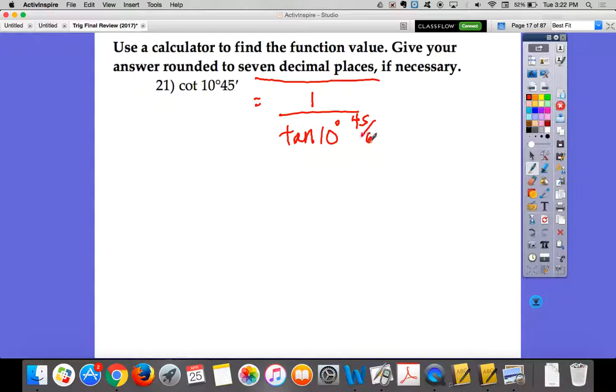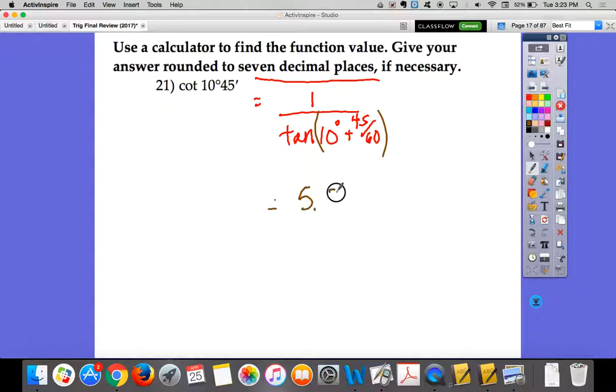But remember from the beginning, the way you handle your minutes and seconds is you have to add those as little fractional parts of an angle. So it's 45/60ths. So I'm going to type that in. I'm going to type 1 divided by tangent, and then that's going to be 10 plus 45 divided by 60. Now look, if you know how to reduce 45 over 60 into a smaller fraction, no biggie.